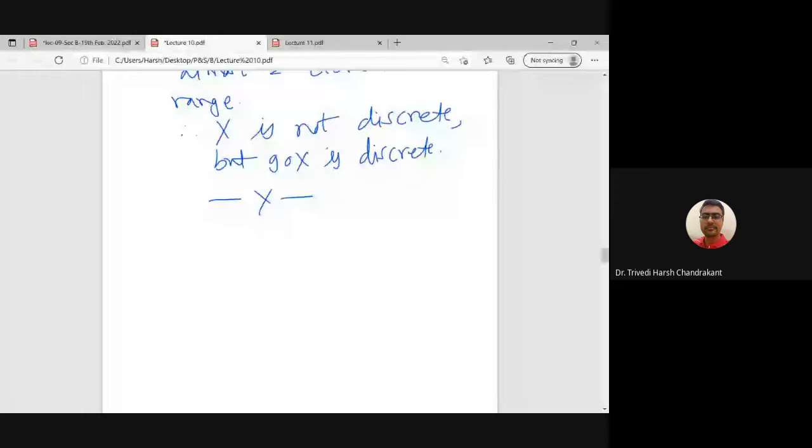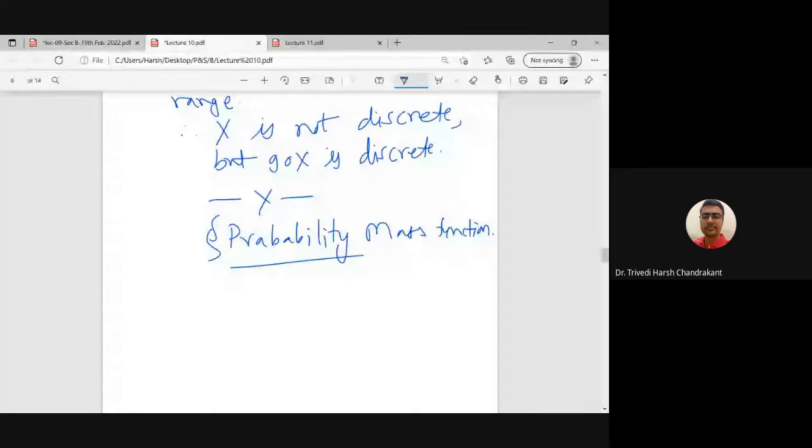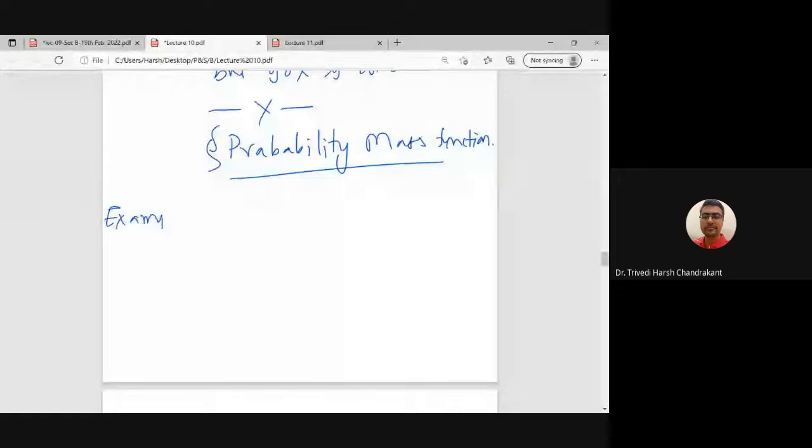Okay, so now we want to discuss certain properties of discrete random variables. The first property is the probability mass function. So if we have a discrete random variable, we can find its probability mass function. So what is the probability mass function? Let us take one example.